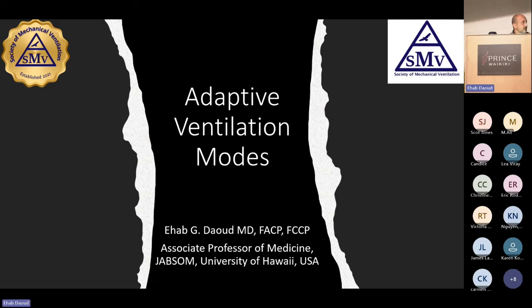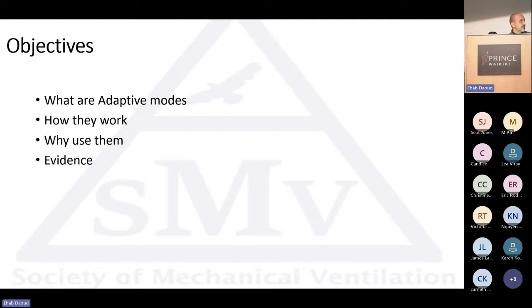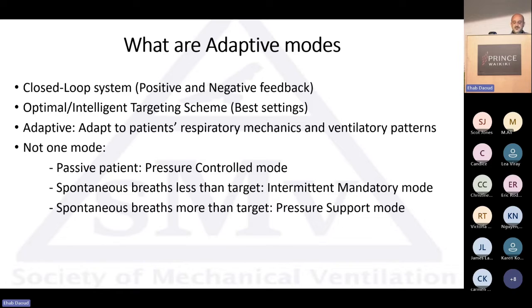Good morning. I'm going to talk about a topic, that's why I'm cutting my time, because it's already been discussed multiple times in different ways: adaptive ventilation modes. So the plan is to talk about what adaptive modes are, how they work, why we should use them, and if there is any evidence behind it. Adaptive modes are closed loop systems, meaning the ventilator accepts some positive and negative feedback and adjusts its output. It's called optimal or intelligent target schemes, as you heard from Professor Chadburn in the morning.